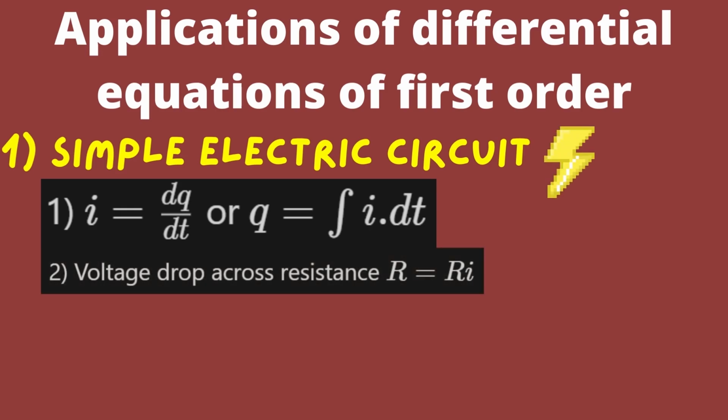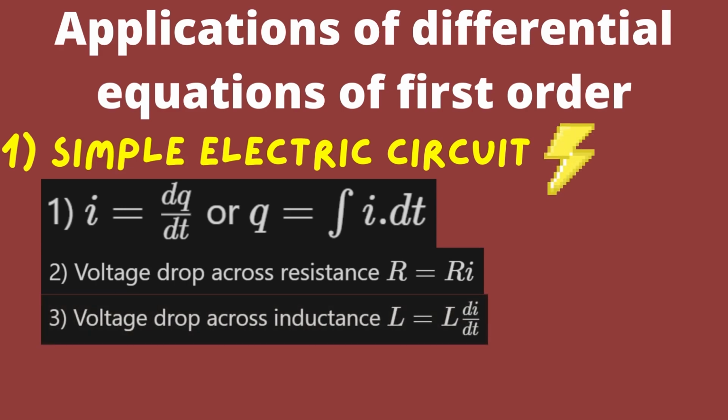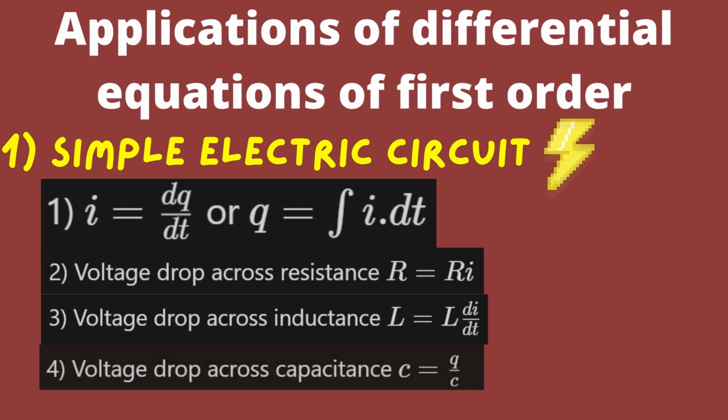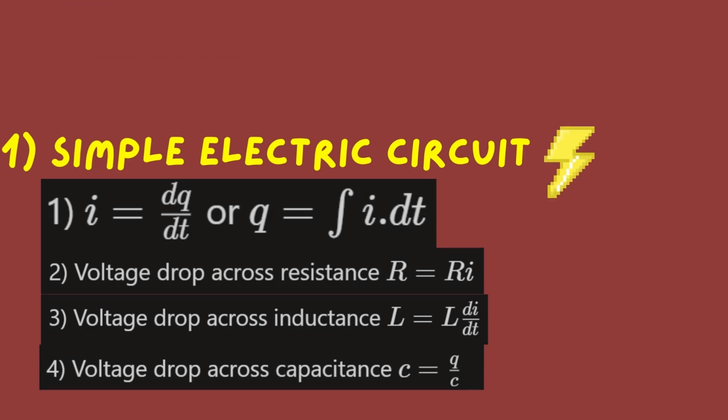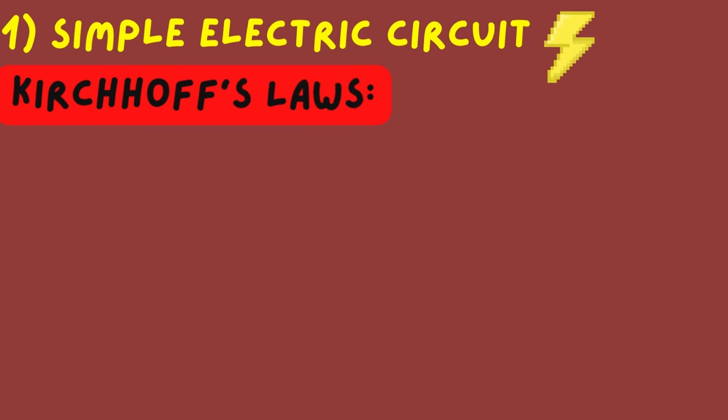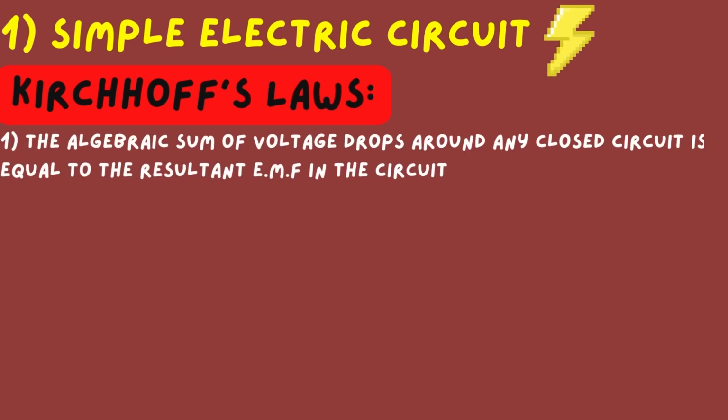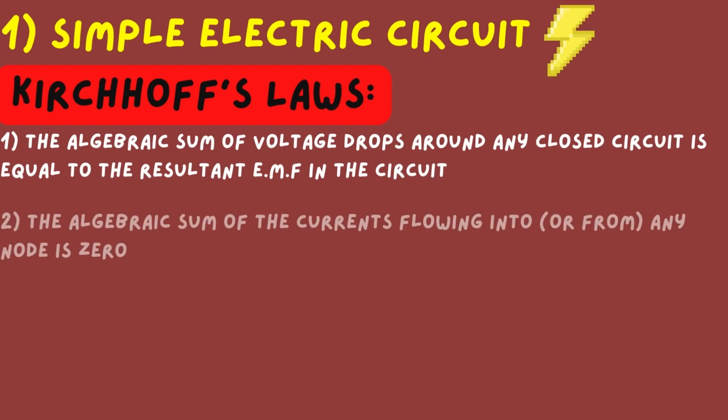Voltage drop across resistance R is equal to Ri. Voltage drop across inductance L is equal to L di by dt. And voltage drop across capacitance C is equal to Q by C. Problems on this topic are solved using Kirchhoff's laws. The first law is that algebraic sum of voltage drops around any closed circuit is equal to the resultant EMF in the circuit. The second law is that algebraic sum of the currents flowing to or from any node is 0.